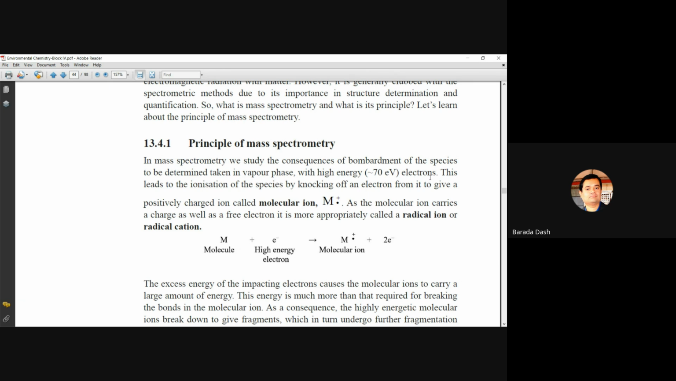This leads to ionization of the species by knocking off an electron from it. So basically a molecular ion is generated and many other fragment ions are generated by the process of this bombardment of the molecule with the high energy electron beam.